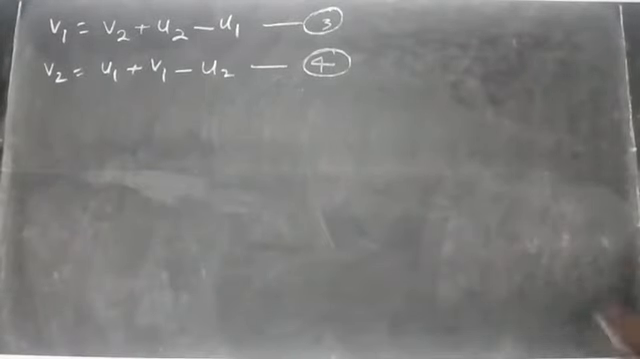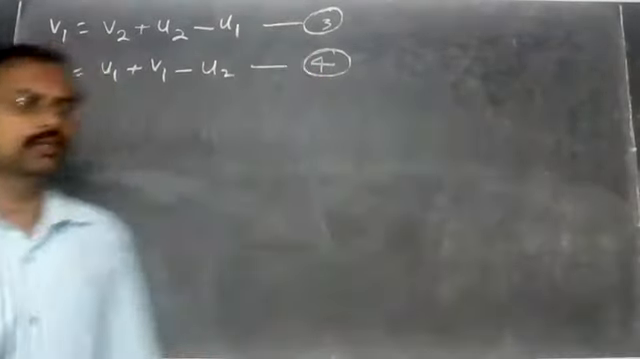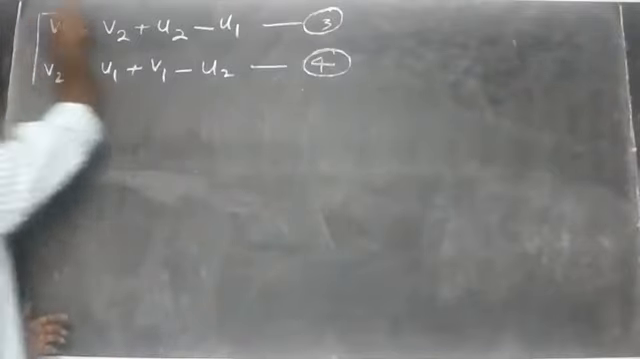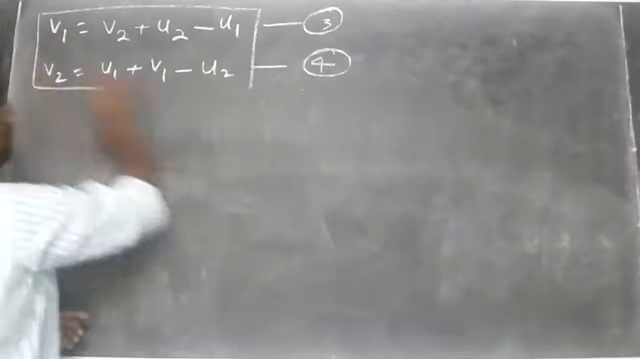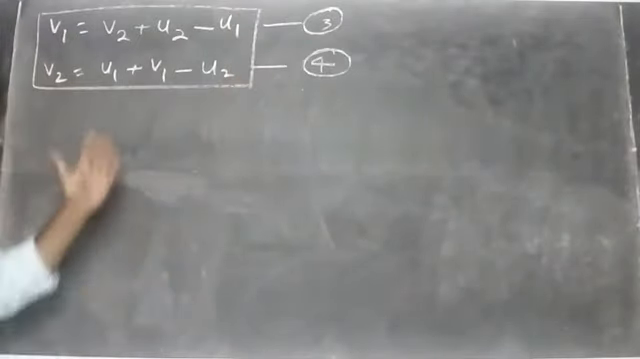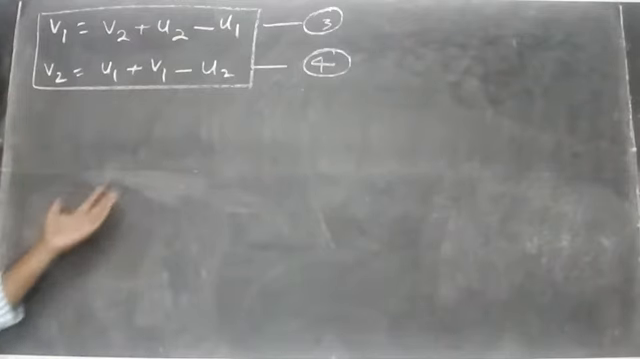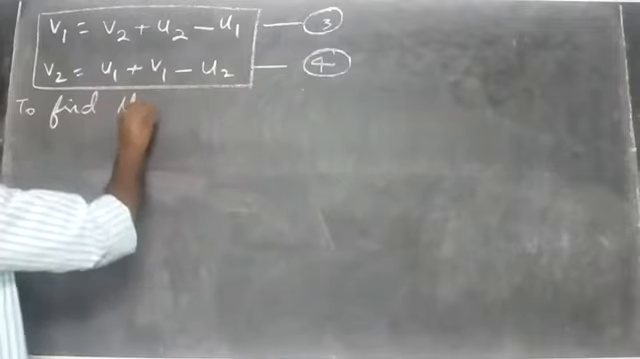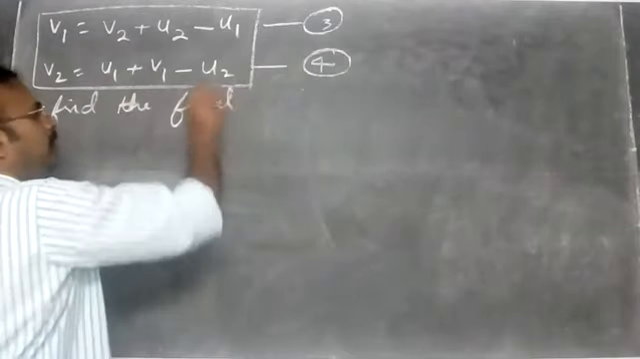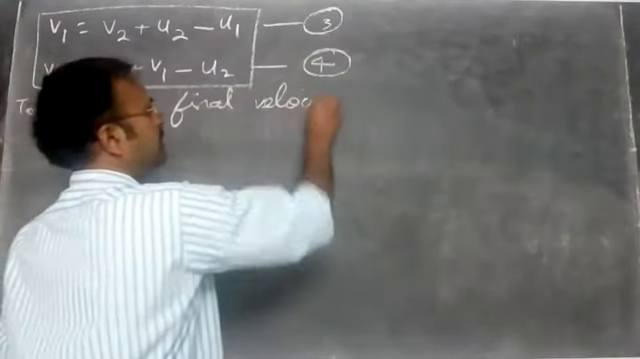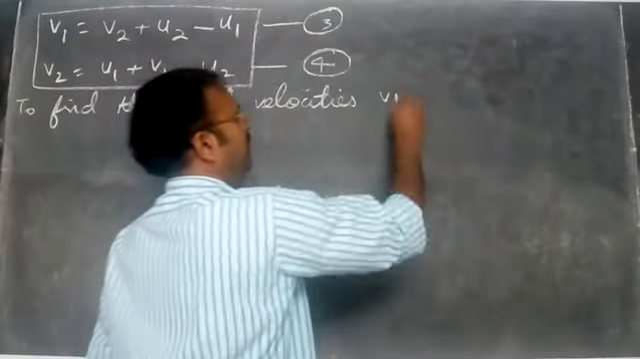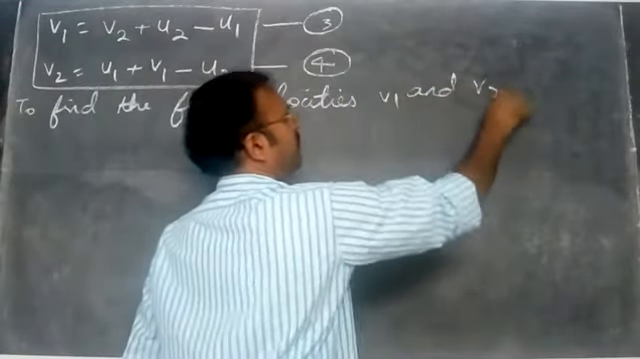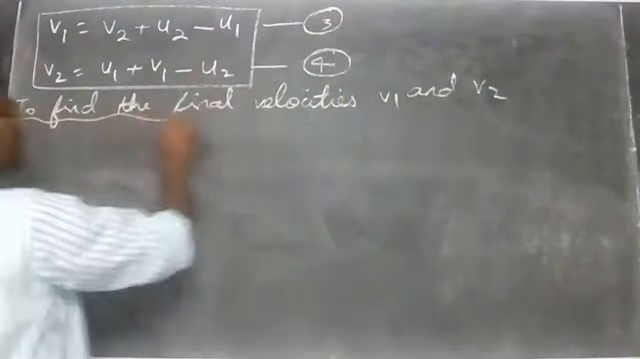Now what we have done is we got equations 3 and 4. So we're going to find the final velocities. Next, v1 and v2 we will find in a different way. To find the final velocities, that is v1 and v2, we'll see how to do it in a different way.